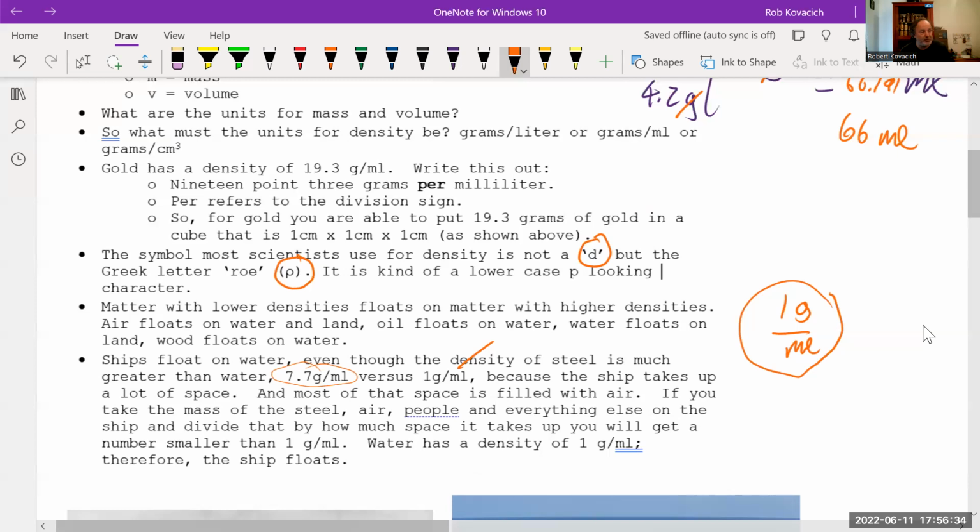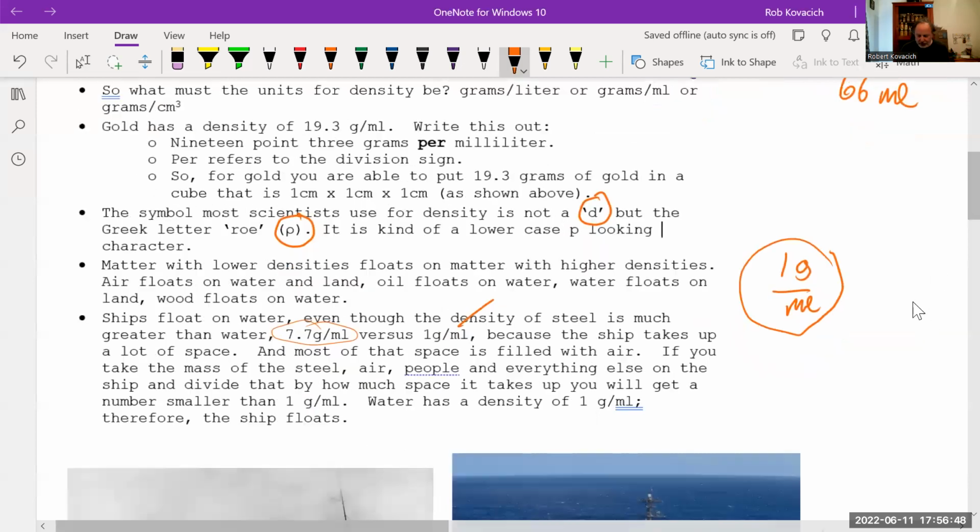The aircraft carrier floats because it's not just a chunk of steel. It's got a bunch of air pockets inside of it. So the reason that boats float is because they're mostly air. There's a little bit of stuff. Let me show you a couple of pictures here.